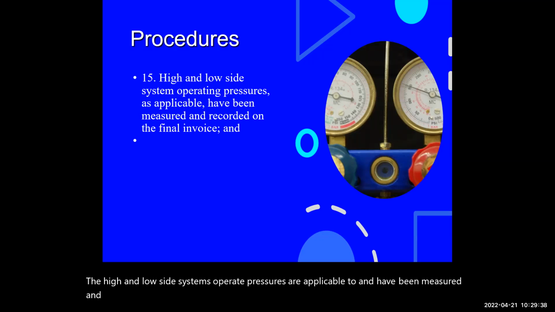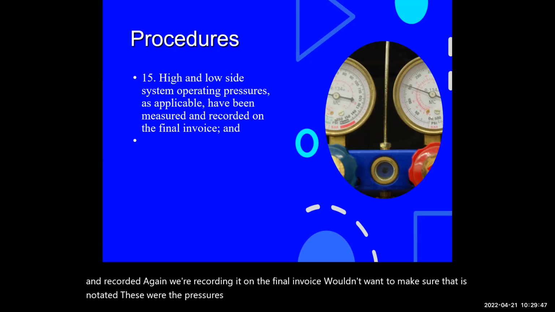The high and low side system operating pressures are applicable to and have been measured and recorded. Again, we're recording it on the final invoice. We want to make sure that is notated. Okay, these were the pressures going out, and that's going to help you in the long run too. So keep that in mind.